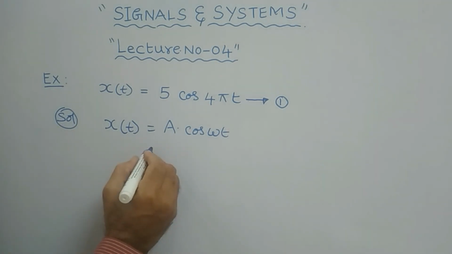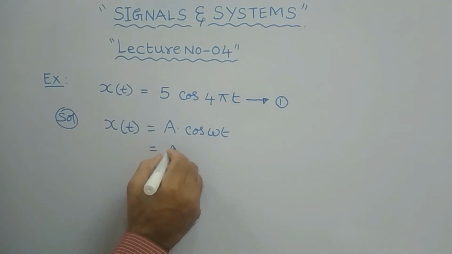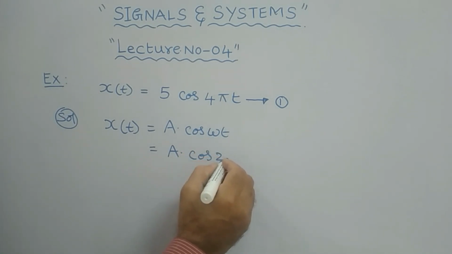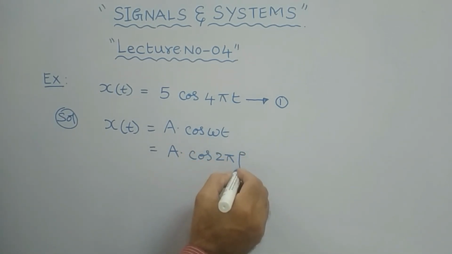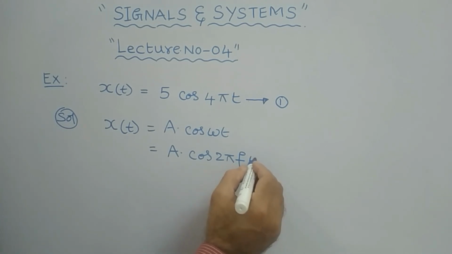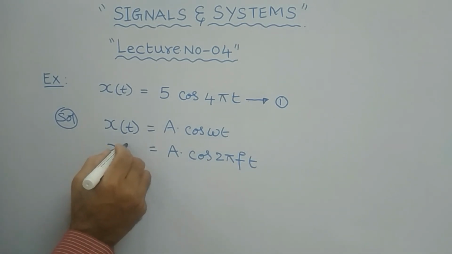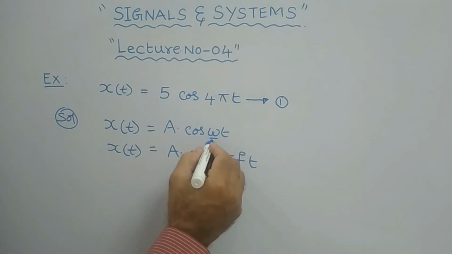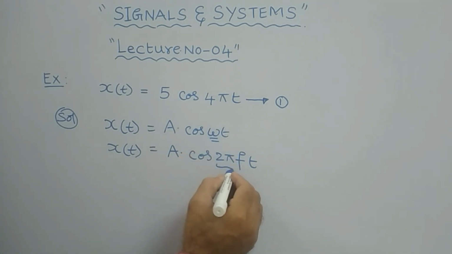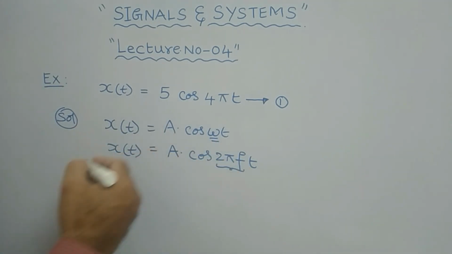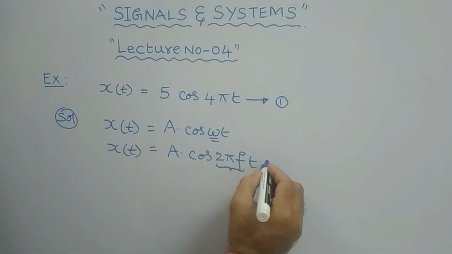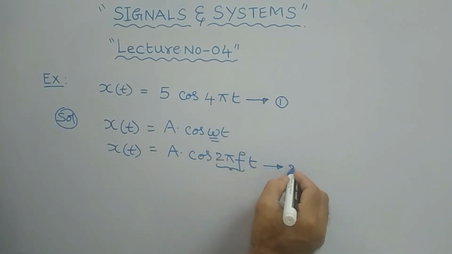Or otherwise, if you write further, it is a cos omega t. What is omega? You can expand here, no problem. Omega is nothing but 2 pi f. If you write x of t is equal to a cos omega t, your omega, the angular frequency, is equal to 2 pi f, so the argument is 2 pi f into t. This is the standard form of the definition for the cosinusoidal signal. Now call this equation number 2.